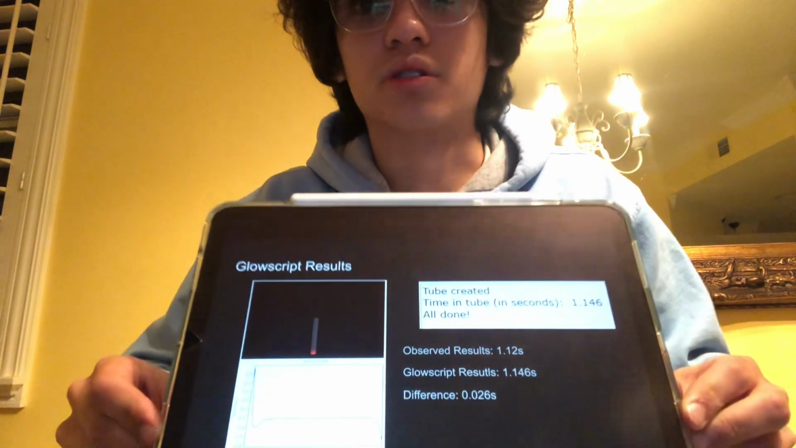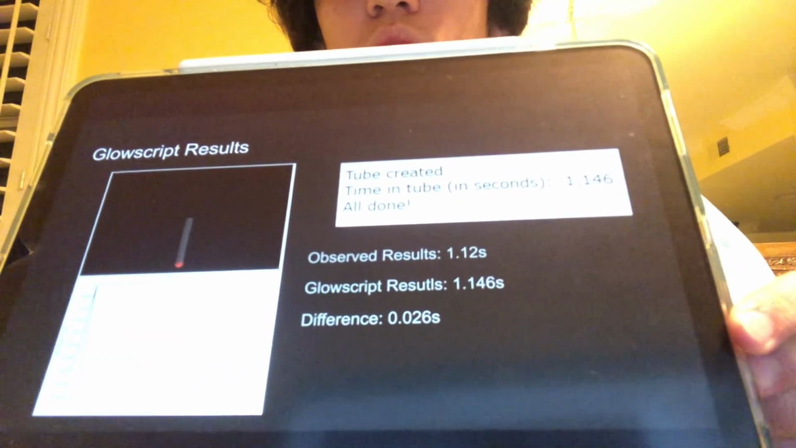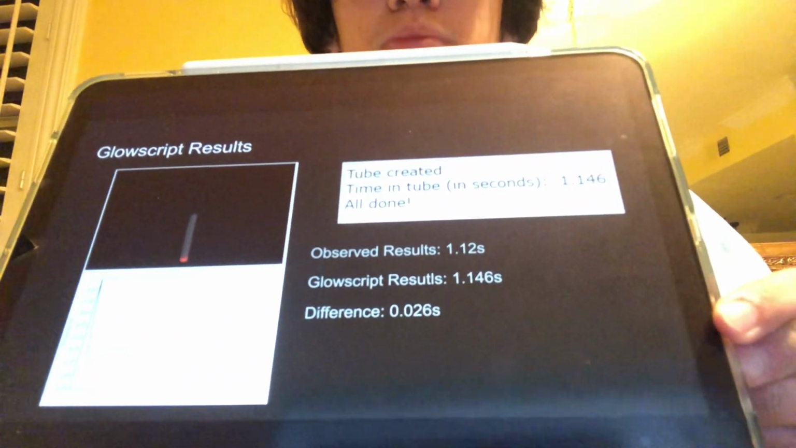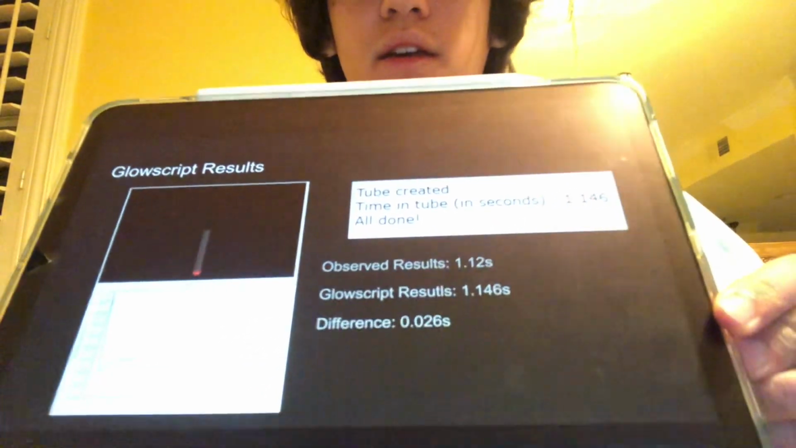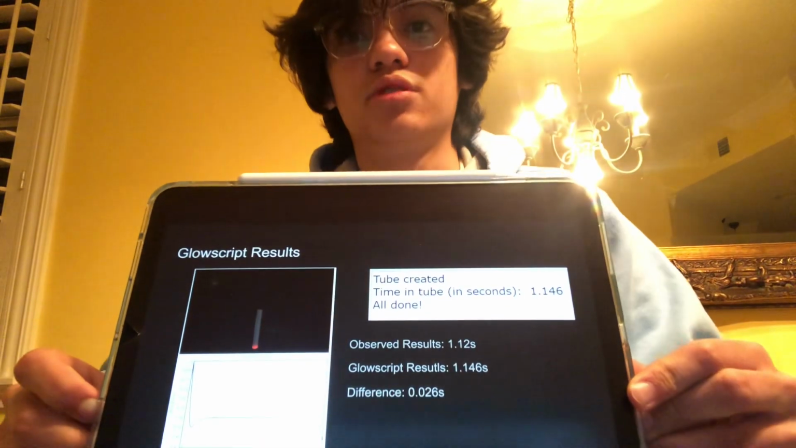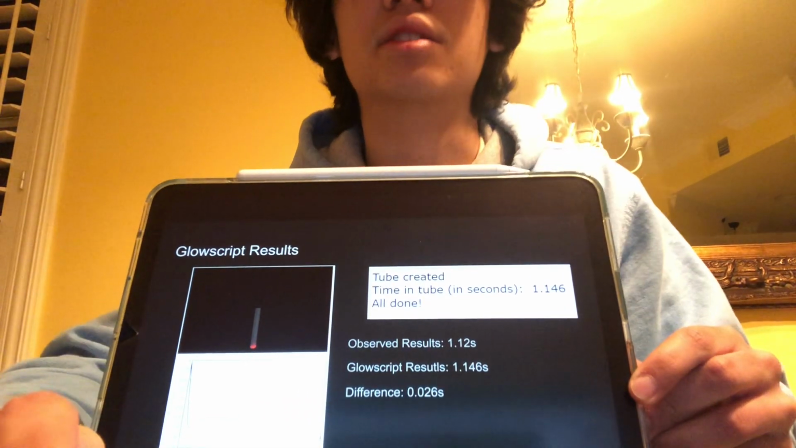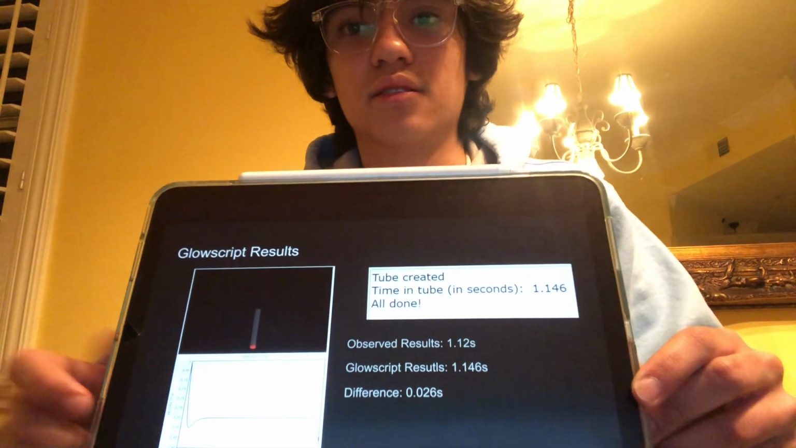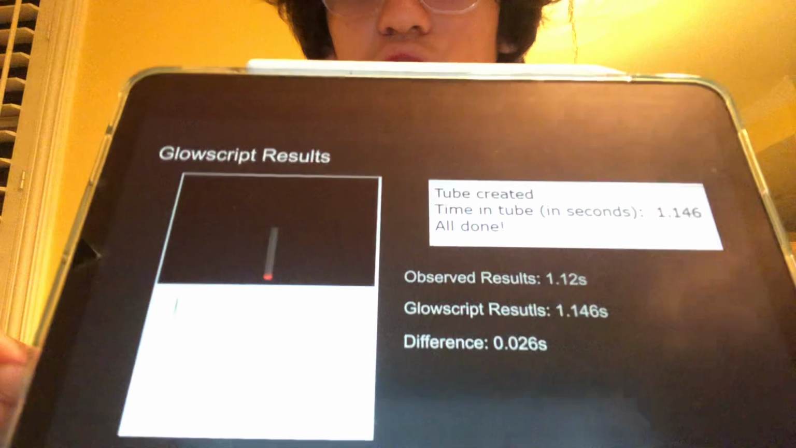The GlowScript results were that it took 1.146 seconds for it to pass through the tube, and in the observed results, it took 1.12 seconds, so there was only a difference of 0.026 seconds, which is very close. So I think we did a good job there.